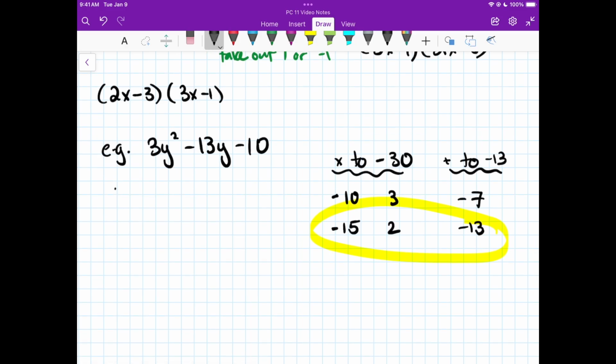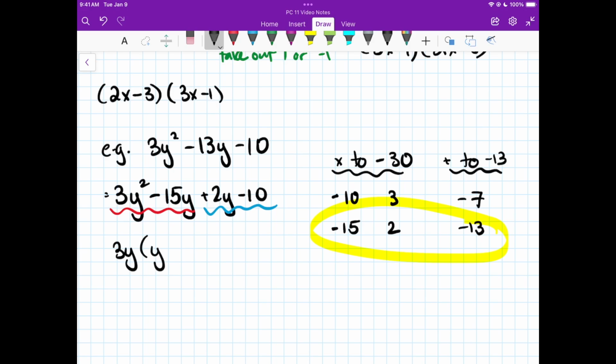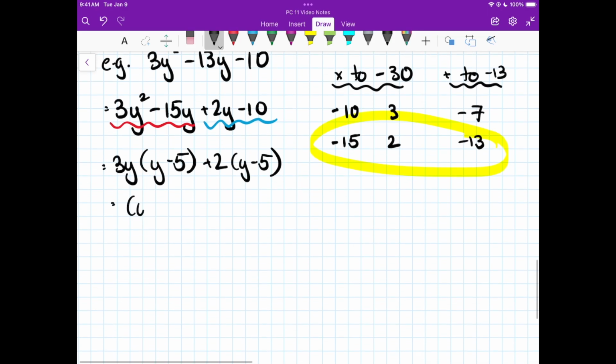All right, we go through our process. We break the negative 13 up into a negative 15 and a positive 2. And again, being thoughtful with our numbers, I'm probably going to put the 15 with the 3 so that the 2 can go with the 10. So we're going to have minus 15y plus 2y and minus 10. We make some pairs, and we take stuff out of those pairs, which is going to get me a 3y with a y minus 5 and a 2 with a y minus 5. And so finishing that off, our common factor of y minus 5 leaves us with 3y plus 2 as our other factor.